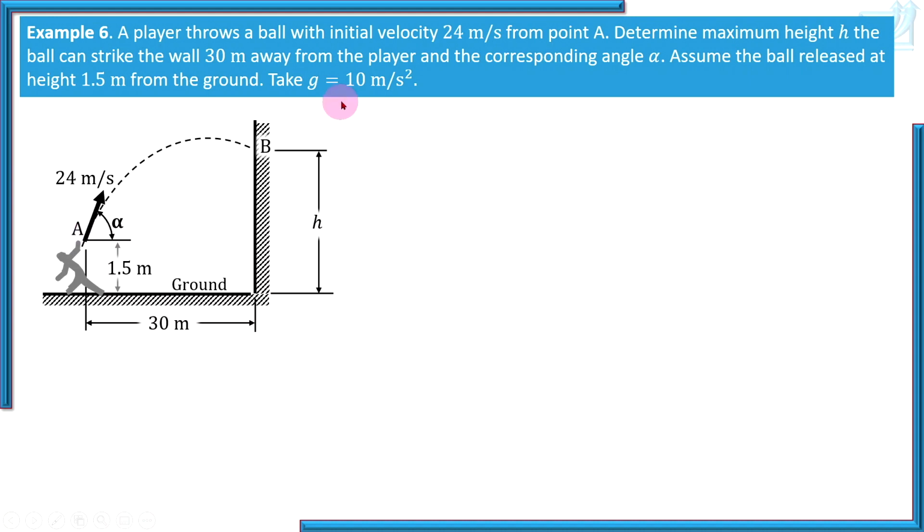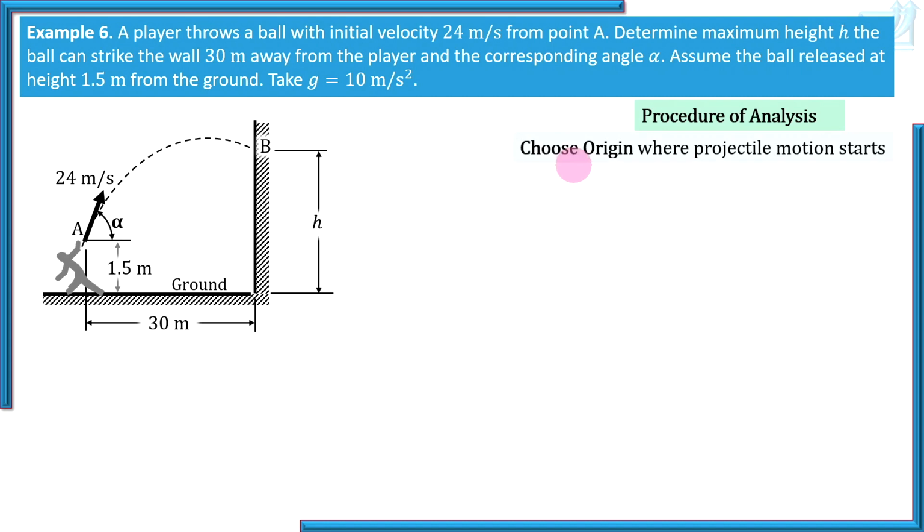Take g as 10 meters per second squared. So we are going to use the value of g as 10, not 9.8, because it's a special instruction given in the problem, so we should follow it. The procedure of analysis we are following: choose the origin where motion starts. So point A is the origin.